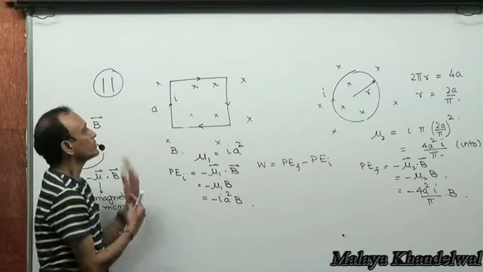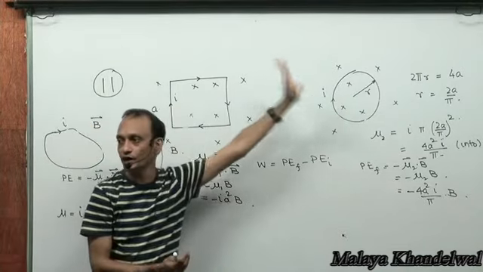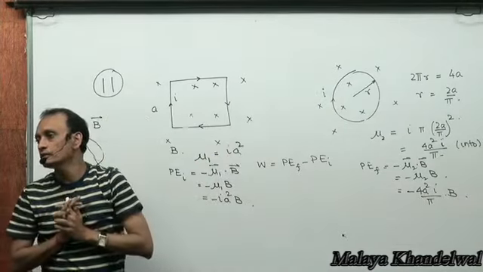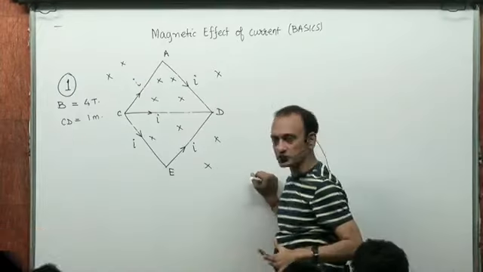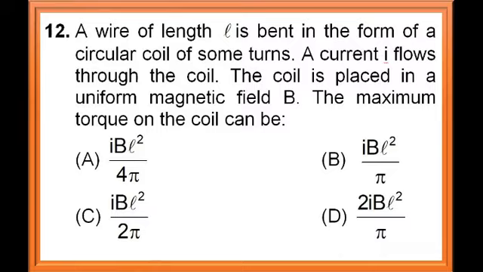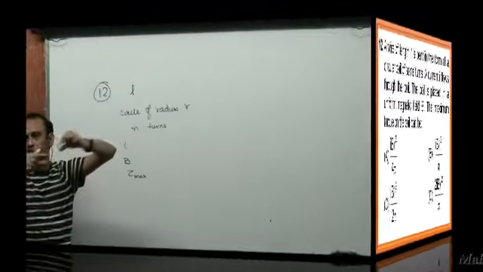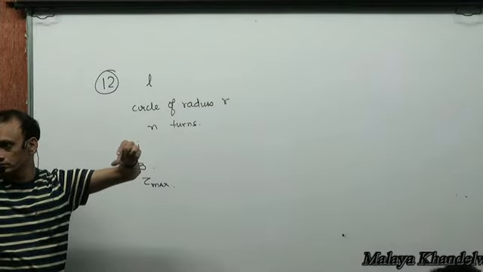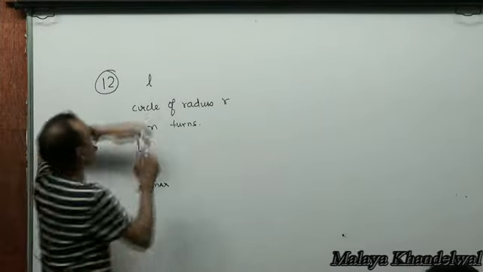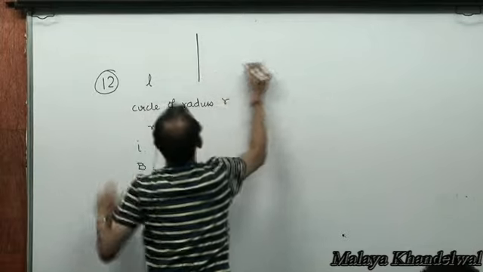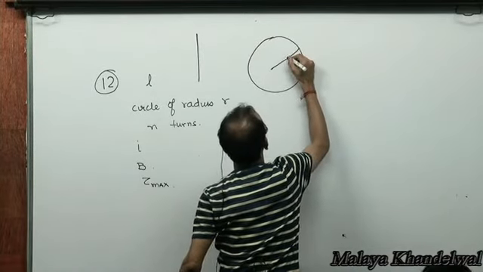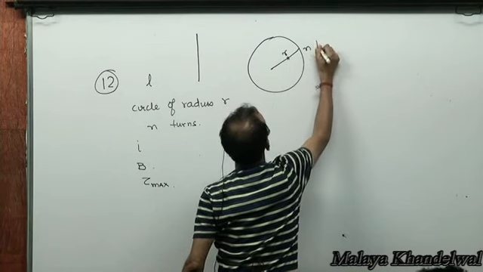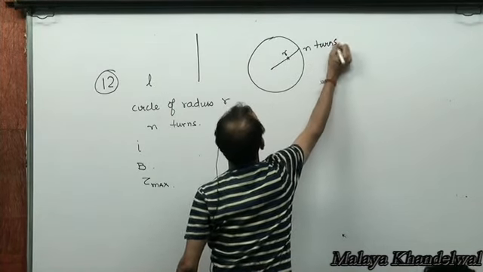to transform this square into a circle, maintaining the perimeter same. Do you realize whatever I've done here? There is a straight wire of length L, converted into a circle of radius R with n turns.